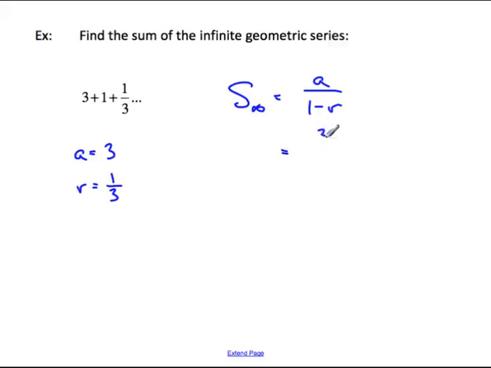So 3 over 1 minus 1/3 becomes 3 over 2/3. And then to divide by that 2/3 fraction, we flip and multiply. So we get 3 times 3 over 2. And we find that the whole series will converge on a value of 9/2.